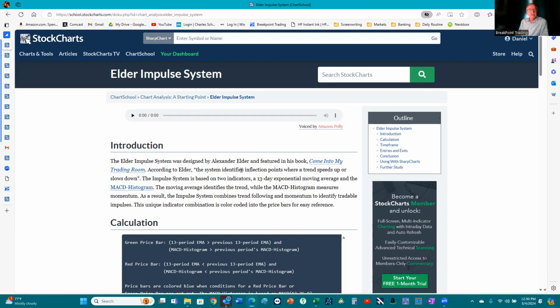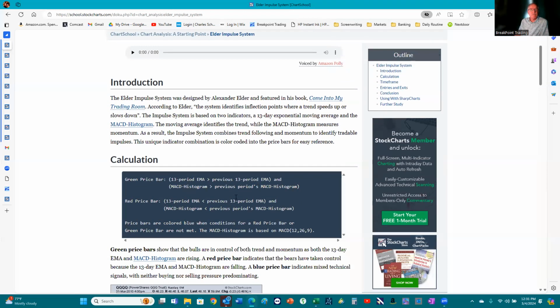Now, this was created by Alexander Elder, and he has a few books written on this. He uses a 13-day exponential moving average and a MACD histogram. Keep that 13 in mind because that is important as well. By using these two things together, it can identify trend, which is what the moving average does, and the MACD measures momentum. As a result, it combines both trend and momentum in a single view, a single bar that's color-coded.